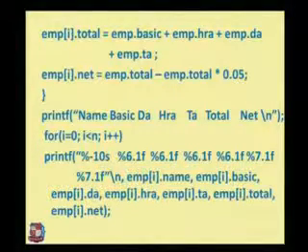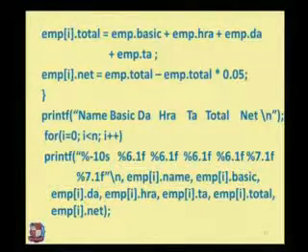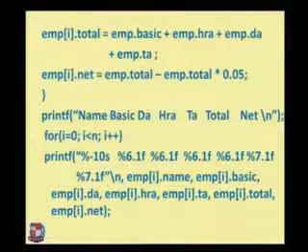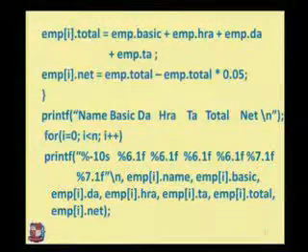Then %6.1f, %6.1f, %6.1f, %6.1f. These represent the double values. Then %7.1f and %7.1f are for the total and net salary. Then we include employee i dot name, employee i dot basic, employee i dot DA, employee i dot HRA, TA, total and net.